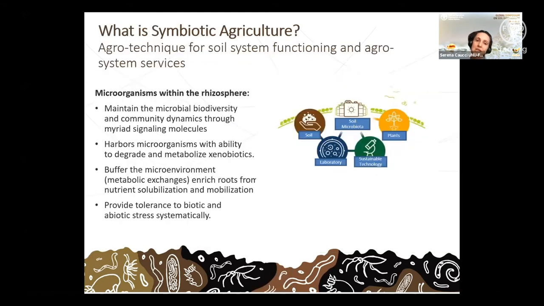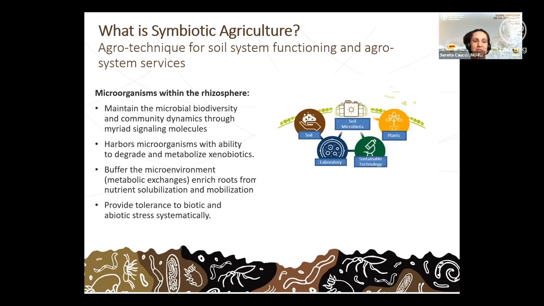This type of sustainable application in agriculture is called symbiotic agriculture, an agricultural technique that is used for soil system functioning and agrosystem services. What is that? It's nothing else than cultivating in the laboratory and reproducing culturable soil microbial bacteria and also mycorrhiza and actinomycetes into a bioconditioner that can be used and applied to soil at seeding time.